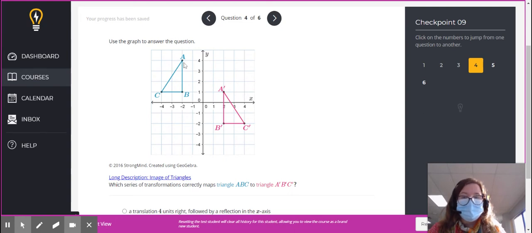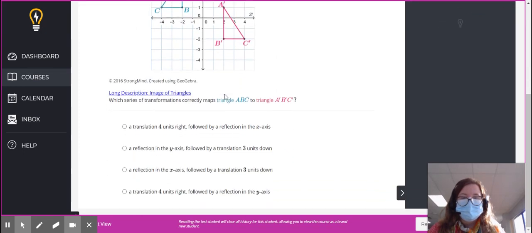And then I also see that A prime is 3 points lower than that one. I also see that A is already 2.2 units away this way and 2 units that way. So there was only a reflection across the y-axis and 3 down. So reflection on the y-axis, 3 down. Let me double check. Okay, good.